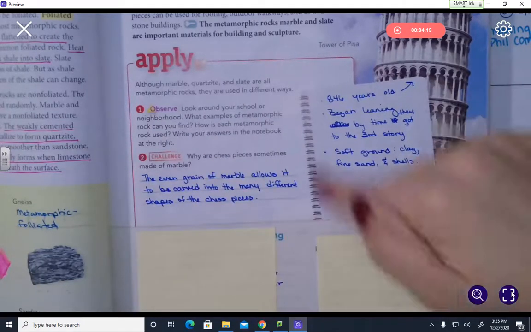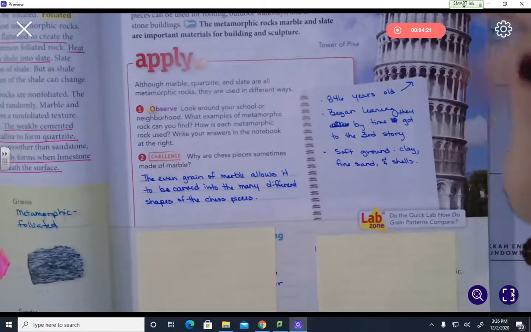But I just wrote about the Leaning Tower of Pisa over here. It's 846 years old. It began leaning by the time they got to the third story. It's soft ground and clay, fine sand, and shells.